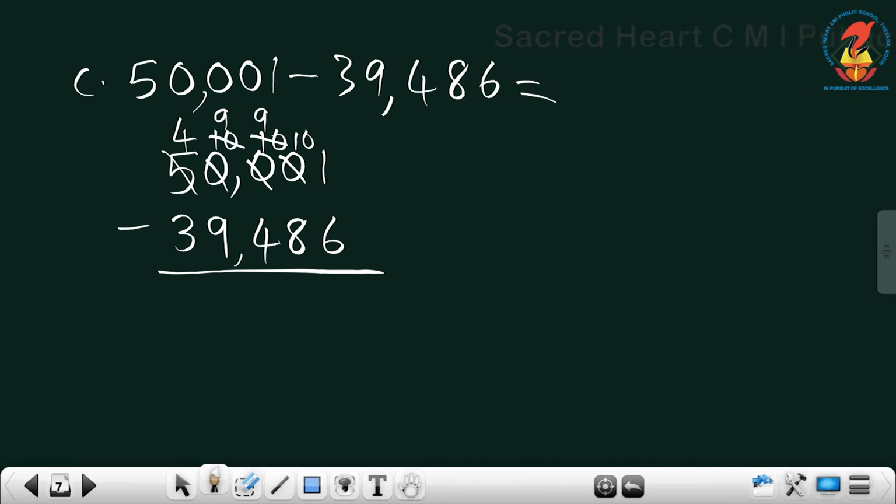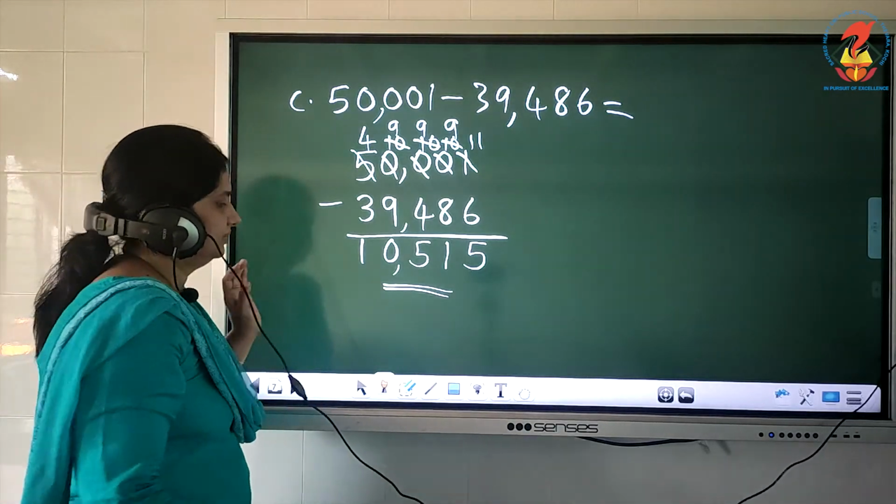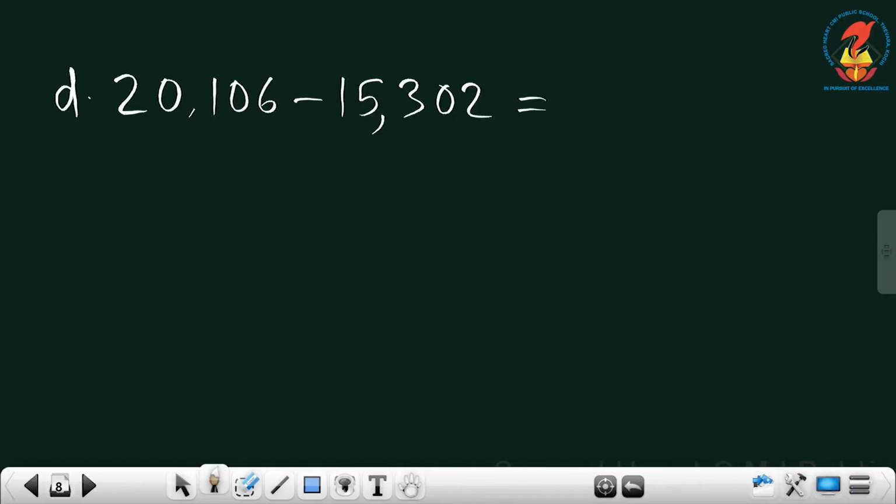And then this number can borrow 1 from here, it will become what? That is 11. And this will become what? 9. And 11 minus 6 is what? 5. And then 9 minus 8 is what? 1. 9 minus 4 is what? 5. And 9 minus 9 is 0. 4 minus 3, 1. Is it clear? Okay. And then we will go for the next one, right?